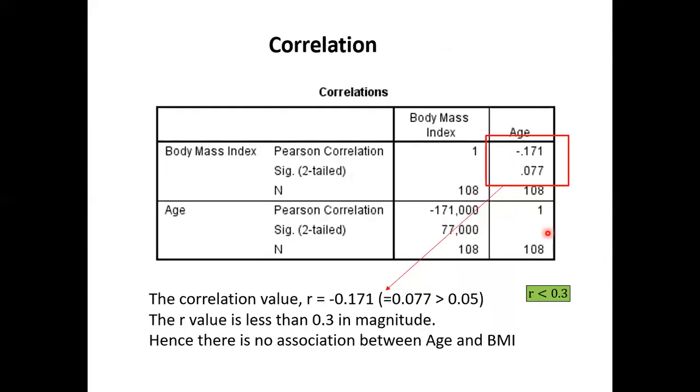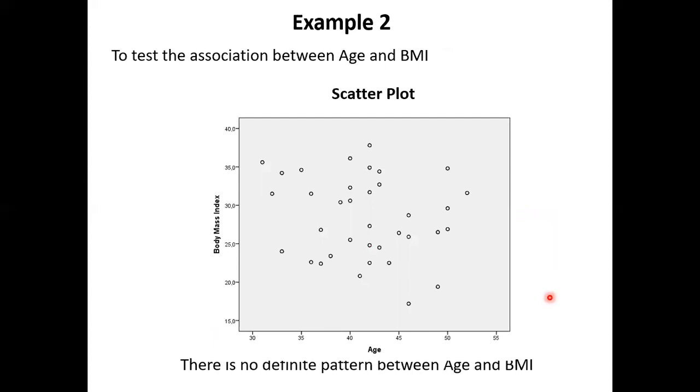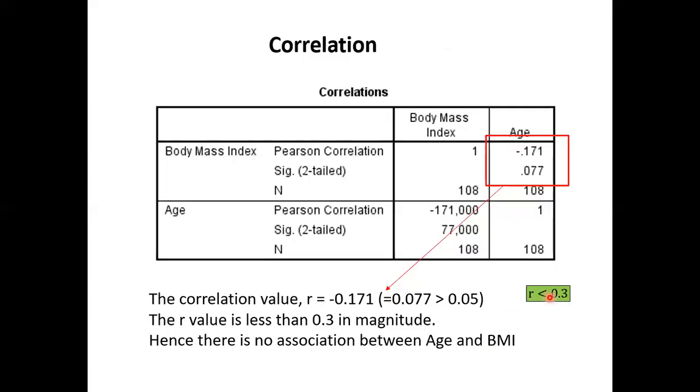Let's say the strength of correlation. Is this correlation value big or small? Small. The P value is more than 0.05, right? Therefore, no significant association. You also can see this R value is less than 0.3. So the scatter plot says there's no pattern. Correlation says there's no association.